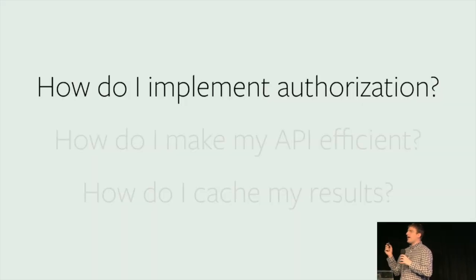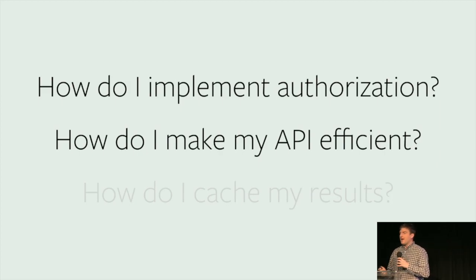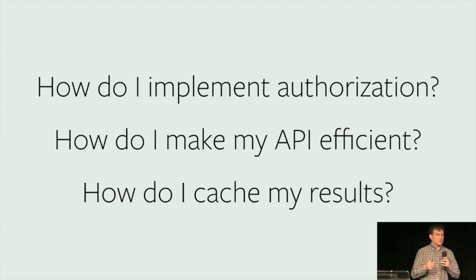They're going to ask, okay, I'm convinced to use GraphQL, but how do I implement authorization? How do I make my API efficient? You just described the ability for the client to customize what data it's going to fetch. How do I then make that efficient on my server? How do I go about caching my results, which is a hard problem both on the server for efficiency and also on the client because you don't want to be refetching data.